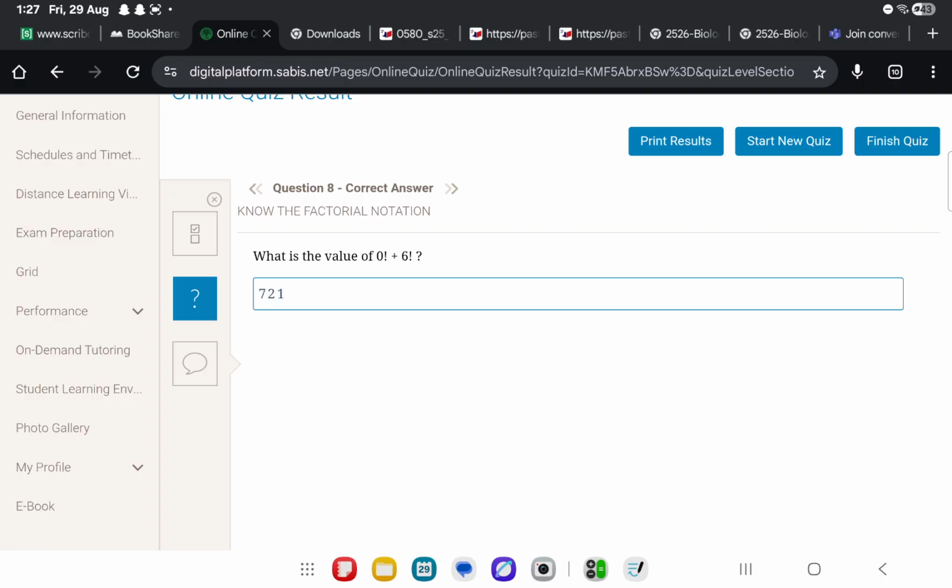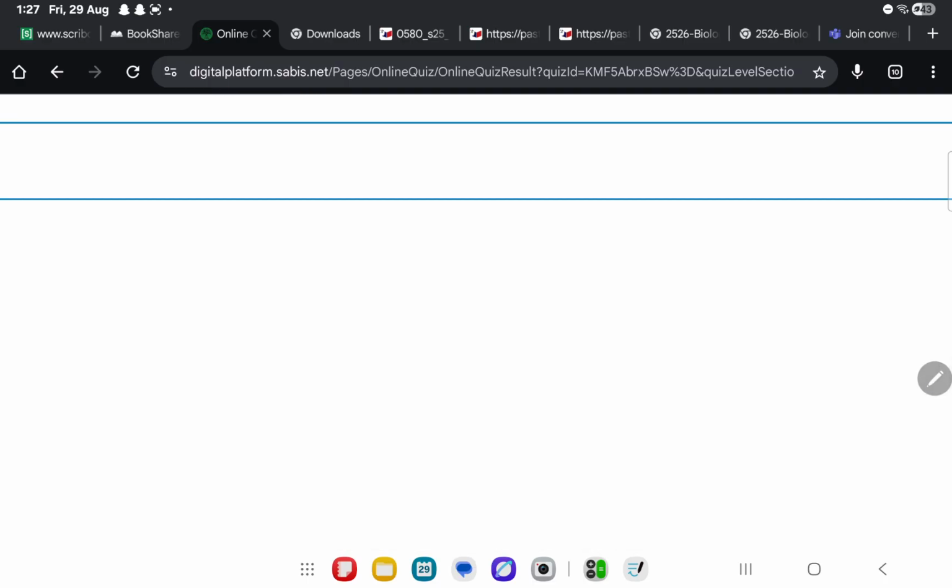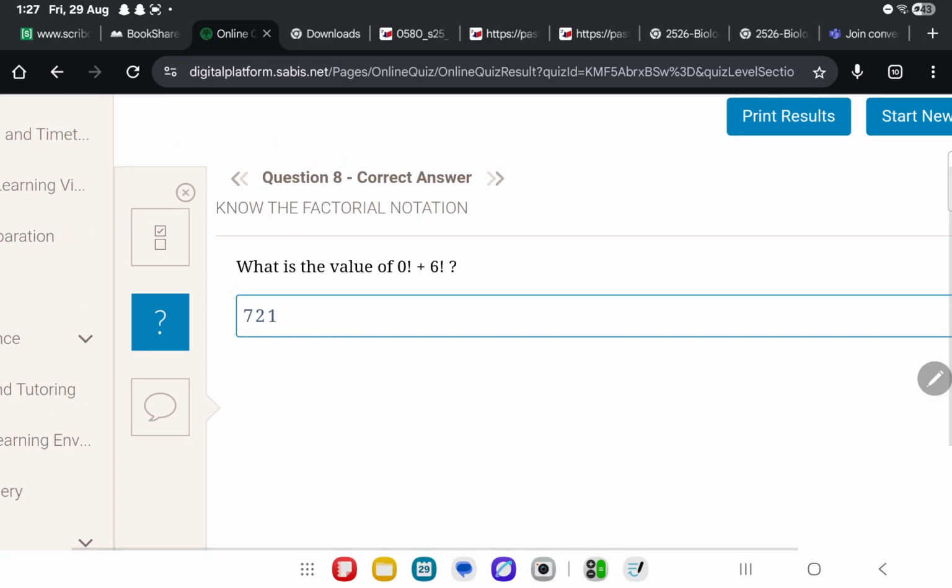Question 8. What's the value of 0 factorial plus 6 factorial? 0 factorial, always remember this by the way, 0 factorial is equal to 1. 6 factorial, you can do it on a calculator. 6 factorial, I believe, was 720. Let me just make sure. 6 factorial is 720. Yeah, okay, so this is actually just 1 plus 720, which equals 721. Done.